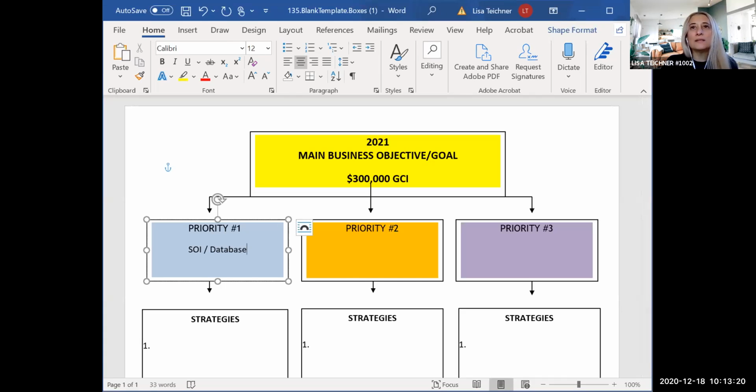Is there anyone on this call that does not have sphere of influence as one priority, or doesn't think that that would be one of their 3 priorities? I just want to have a conversation, because I want to know if there's, again, very, very, very rarely is it not one of the 3. Okay. So priority 1 is sphere of influence database.